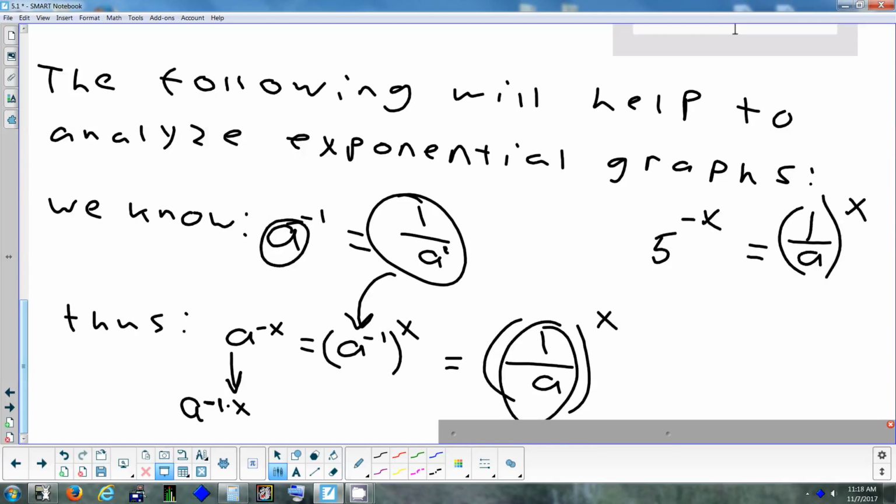Take the base. In this case, a is 5, so let me fill that in. So 1/5 to the x. If you want to double check it, graph what's on the left in y1, graph what's on the right in y2. They're exactly the same. Any questions on how to do that?